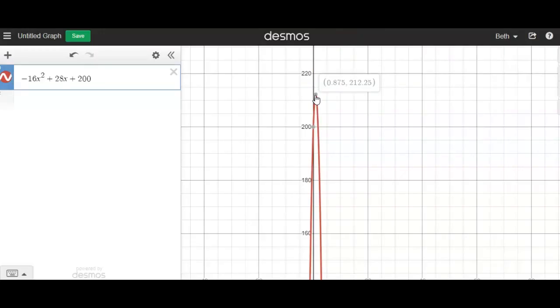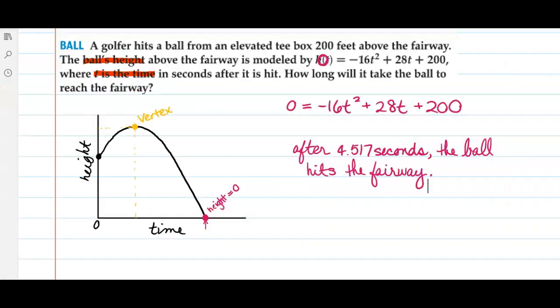Now, which one of these two numbers is height? Recall, x is the time, so after not even a full second, the ball gets to a maximum height. It goes up 12 feet and it immediately starts to come back down. So it gets to a maximum height of 212.25. And again, what was the height when the ball was hit? 200. That's our y-intercept.